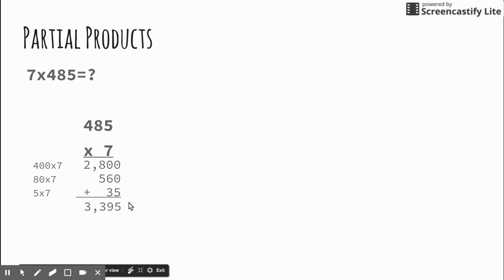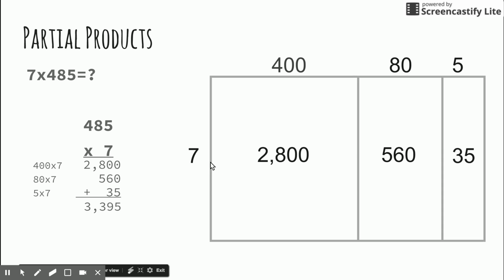There's 485 times 7. And again, if we take a look at what the area model would look like for that, it corresponds exactly. So here we have 7 times 400, and that larger rectangle is my first product, right? And it's called partial products because you're taking the product of each rectangle and then adding them up. The 560 corresponds to my second rectangle, 7 times 80. And that 35 corresponds to my third rectangle, 7 times 5.